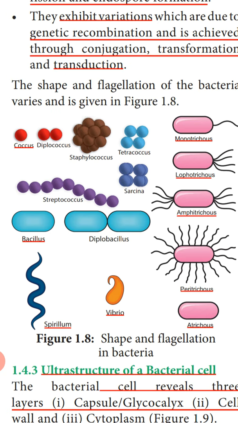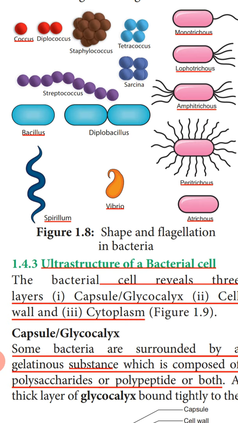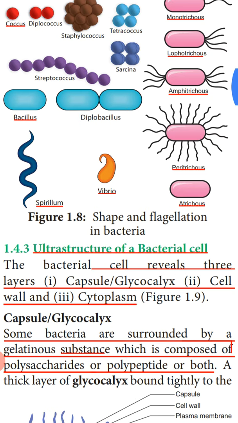Now let's study the structure of a bacterial cell. A bacterial cell reveals three layers. They are the capsule, that is, the outer covering, the glycocalyx, the cell wall and the cytoplasm. So here, the bacterial cell can be studied under three headings: capsule or glycocalyx, cell wall and cytoplasm. First, let's study the capsule or the glycocalyx.